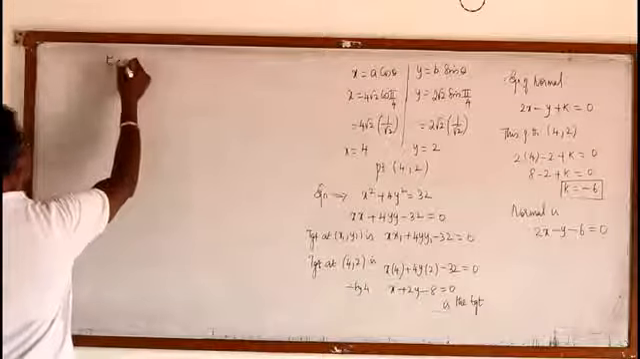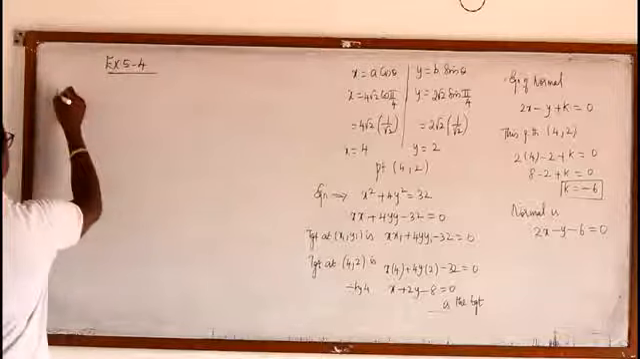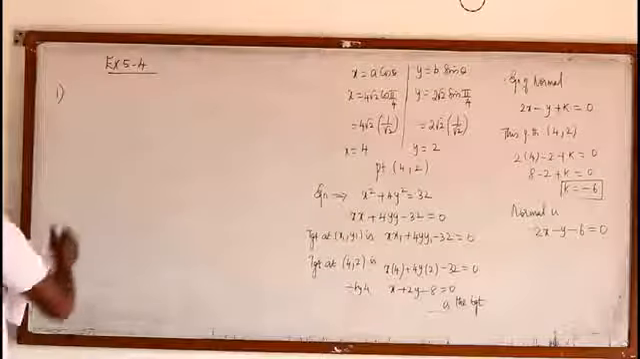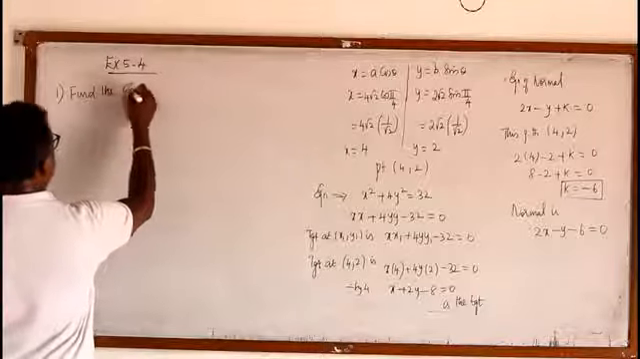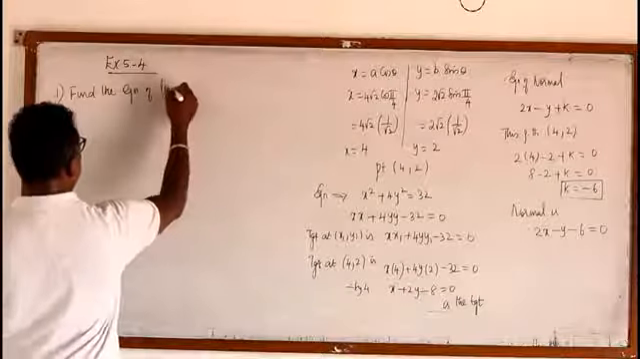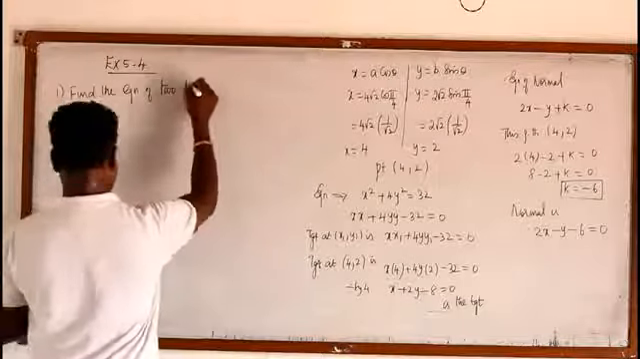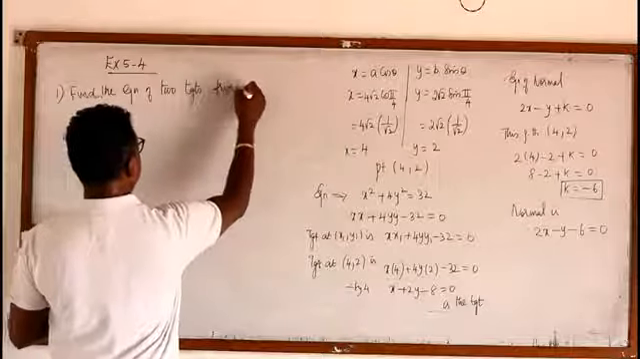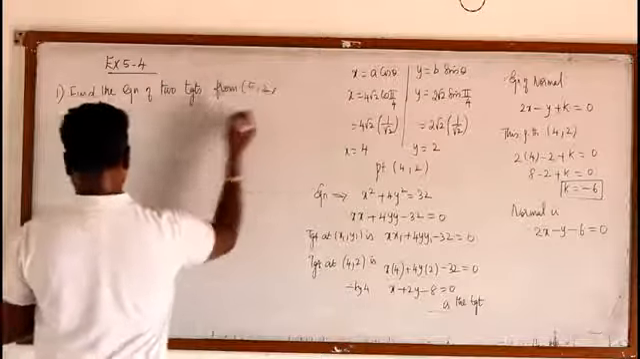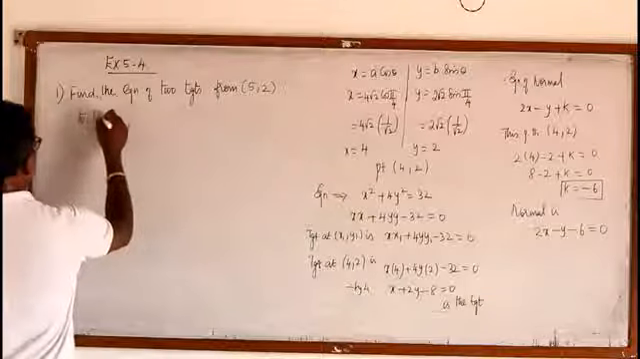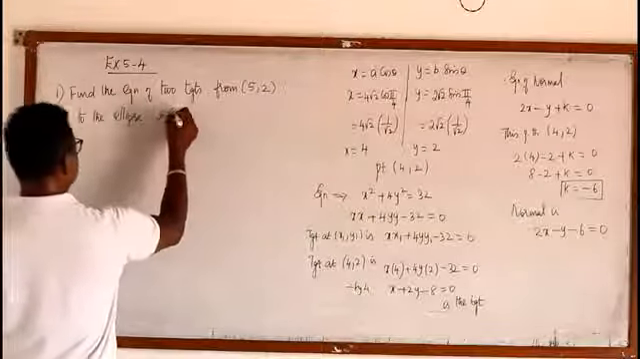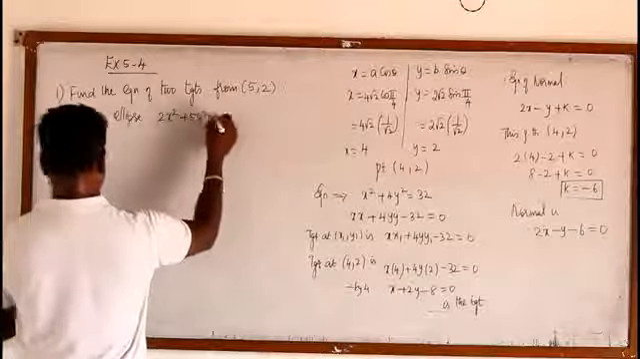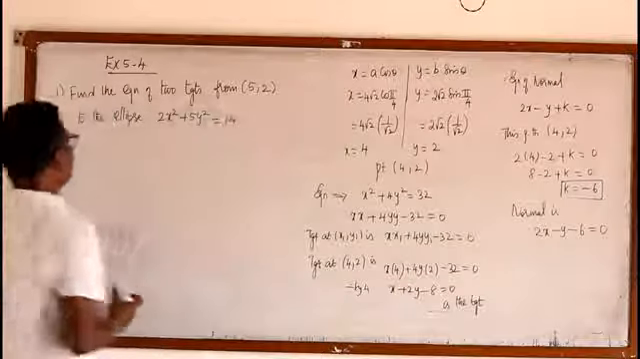Exercise 5.4. First problem. Find the equation of two tangents from (5, 2) to the ellipse 2x² + 5y² = 14.